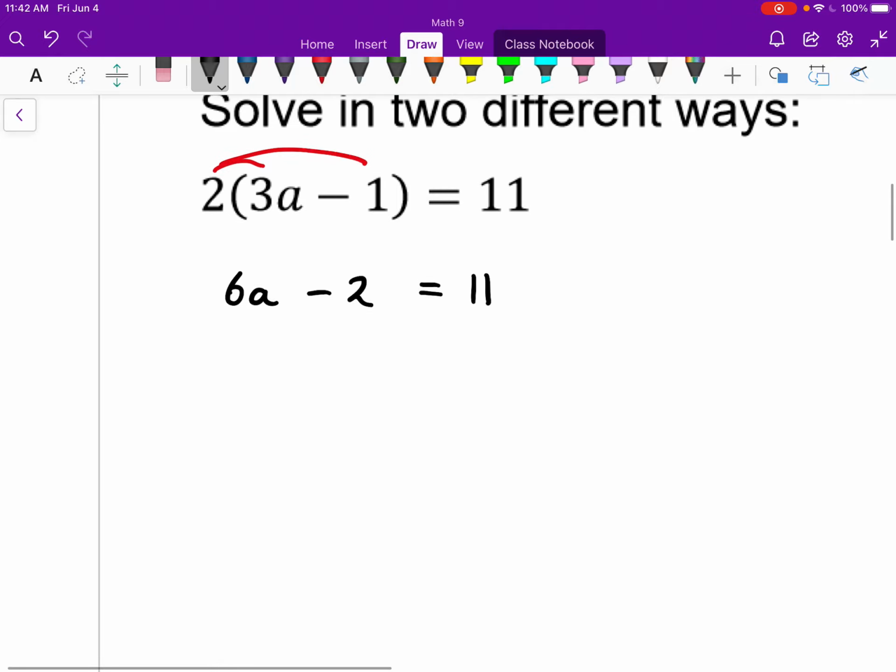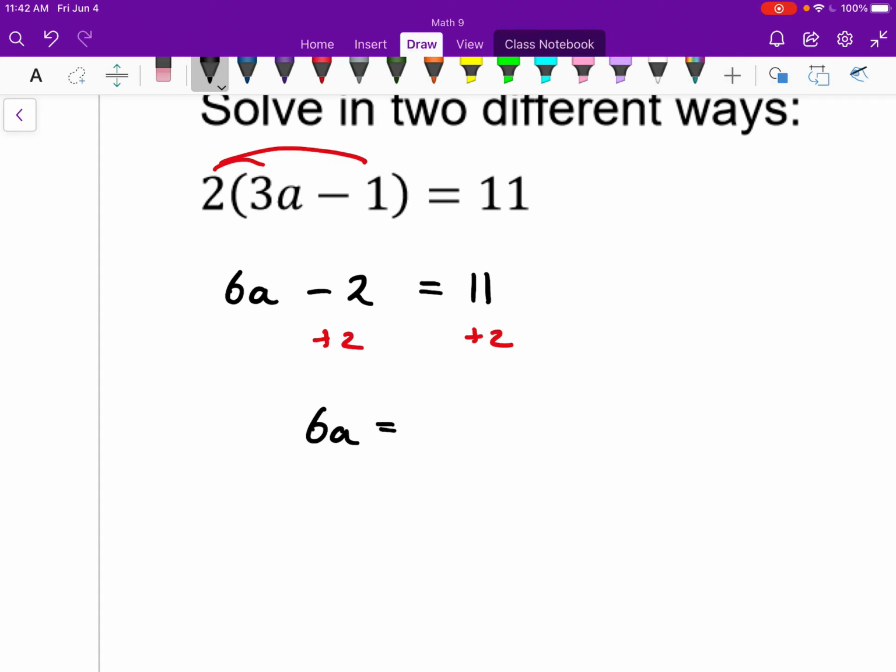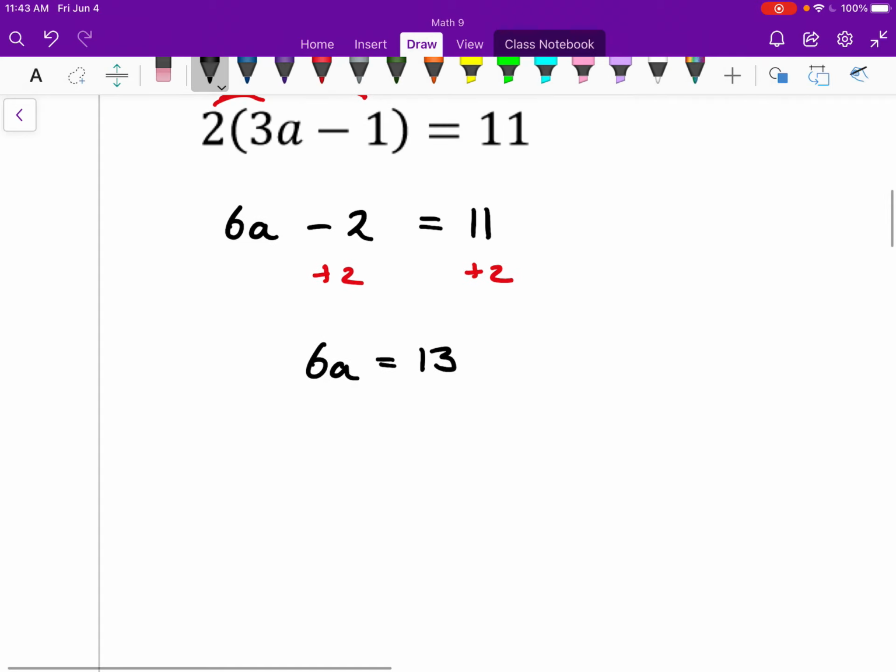Once you write it like this, then it's quite familiar. I can add 2 to both sides, which means 6a must equal 13. And I can see my answer is not going to be a whole number because 13 is not part of the 6 times table, so divide both sides by 6.